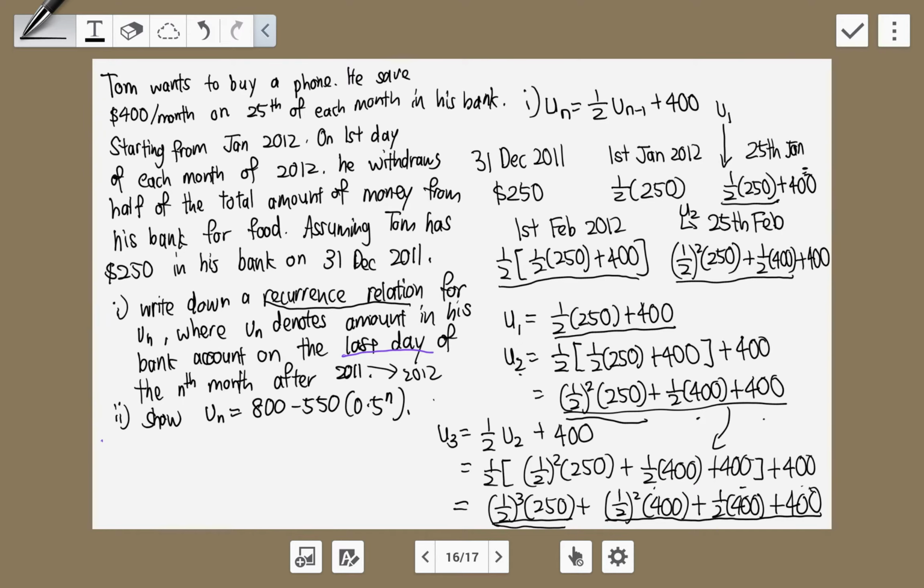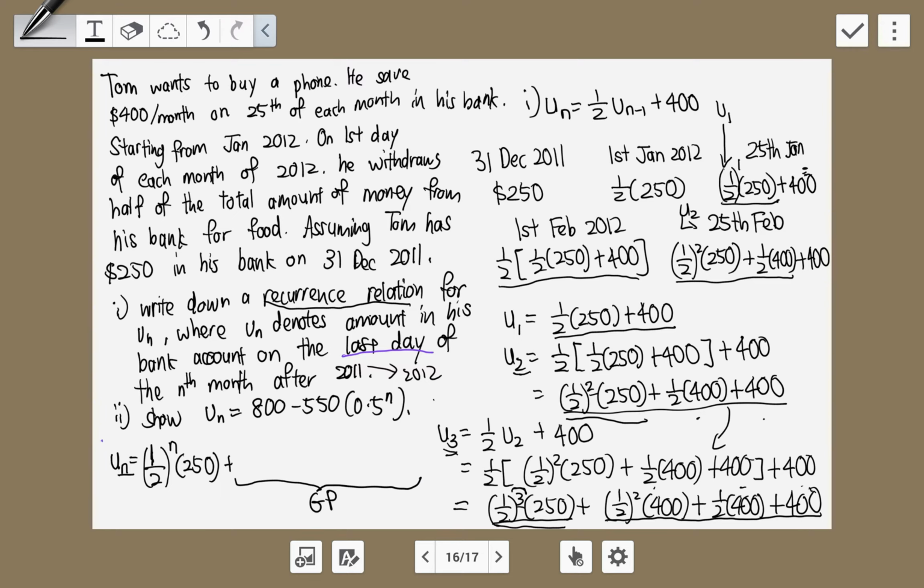But this part by itself also has a pattern to see. When this is 3, the power here is 3. When this is 2, you see a 2 here. When this is 1, then you see a half to the power of 1. So using this method, when this is Un, this would be half to the power of n times 250, plus the part behind would be a geometric progression.